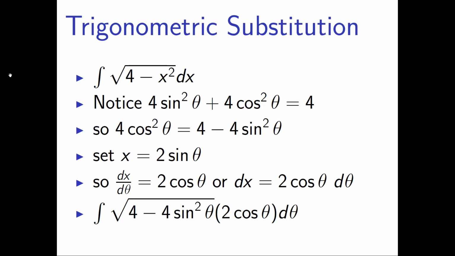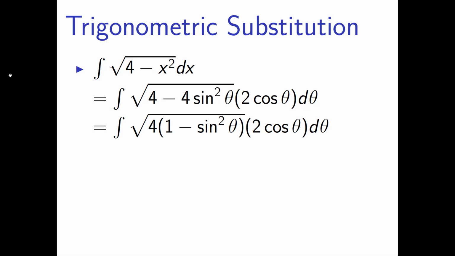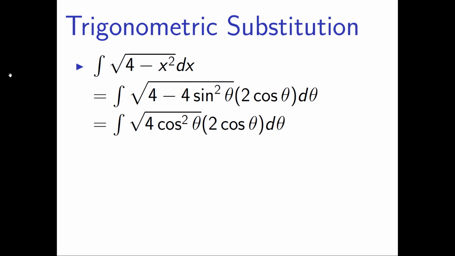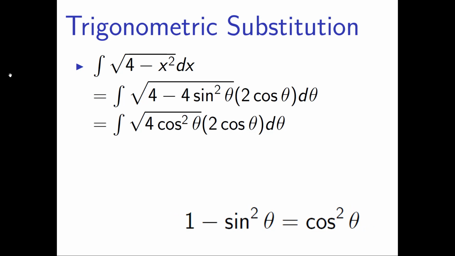Okay, so plugging these in, we replace the x with 2 sine theta, we replace the dx with this term, and this is going to be our integral. Okay, so we'll just start a new page with that there. And at this point we're going to have to do a little bit of algebra on this. You'll notice we have a 4 in both terms here, so we can factor that out. Also, we get 1 minus sine squared. Well, 1 minus sine squared is cosine squared.